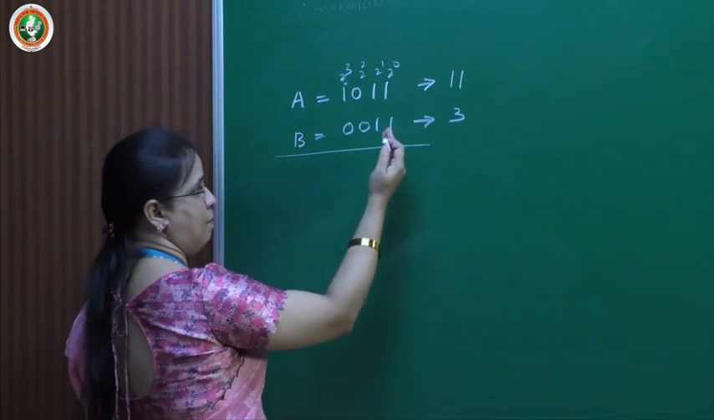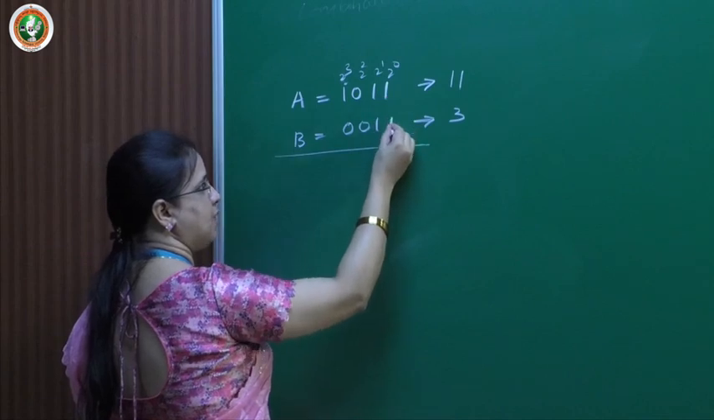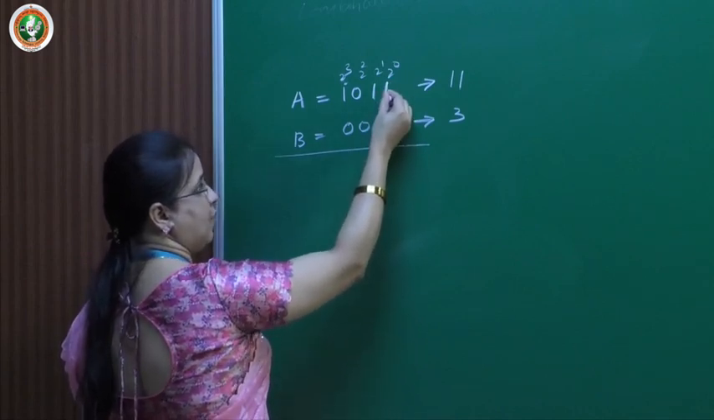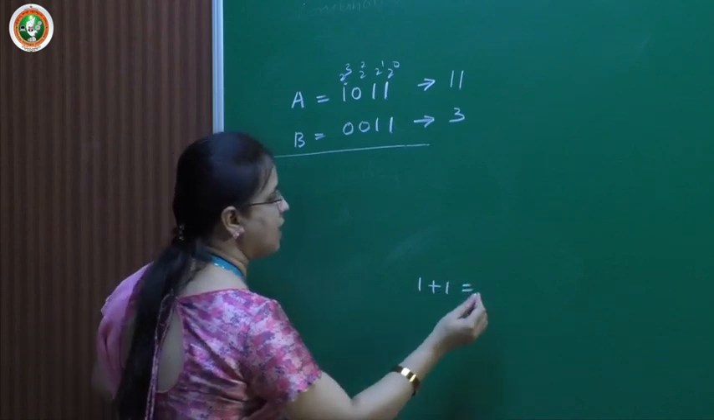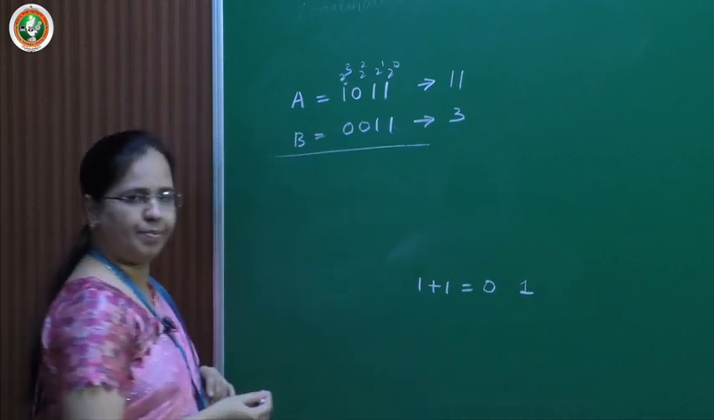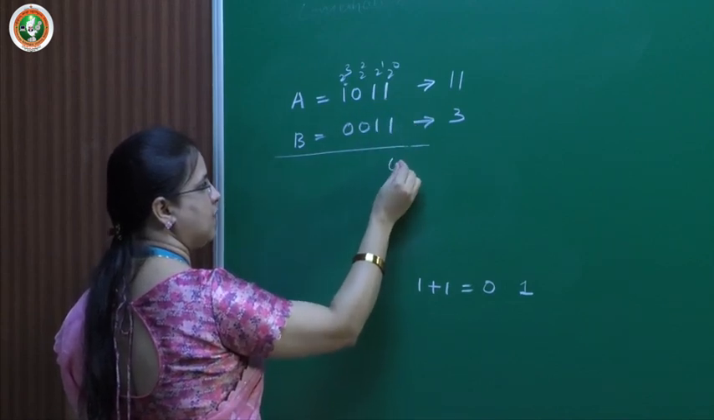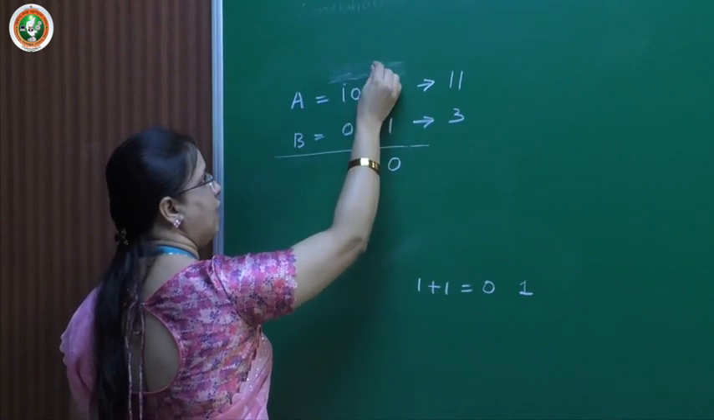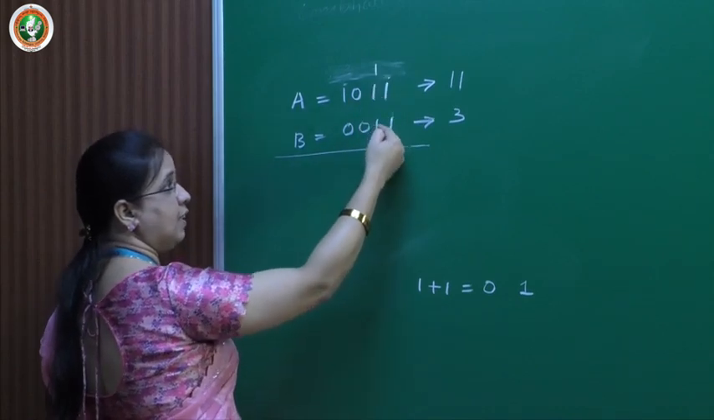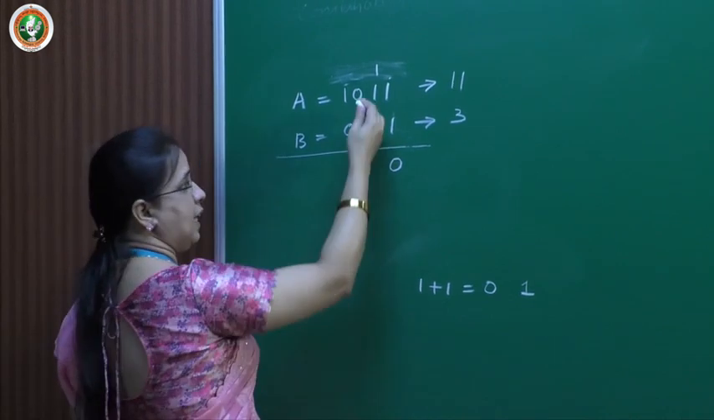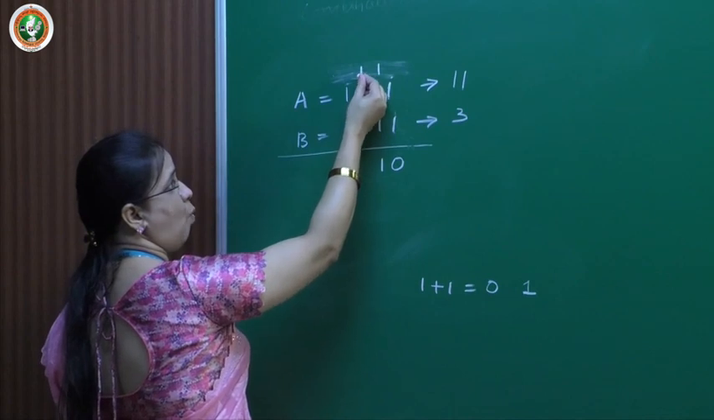When we perform addition, we always start from the rightmost bit. In the rightmost position, we have two 1 bits. In a binary addition, when you perform 1 plus 1, you get sum as 0 and carry as 1. So I write the same thing over here: for this combination, the sum is 0 and I write a carry over here. In this next position, you can see we have three ones. When we have three ones in a binary addition, we get sum as 1 and carry as 1.